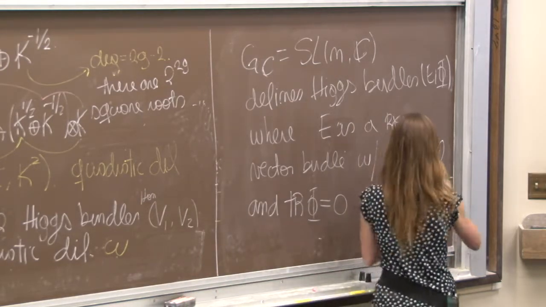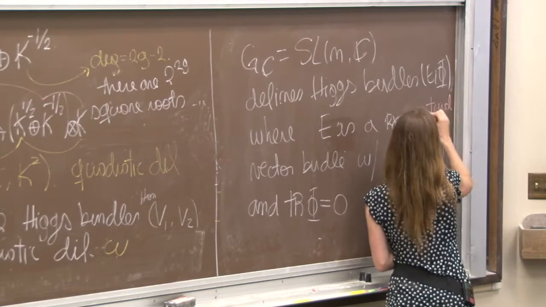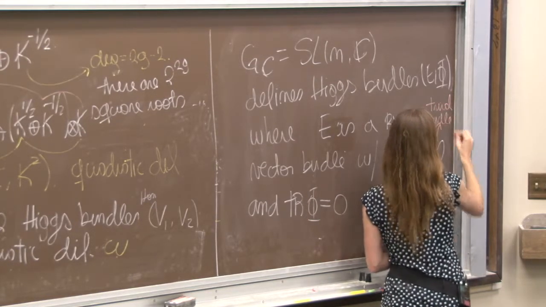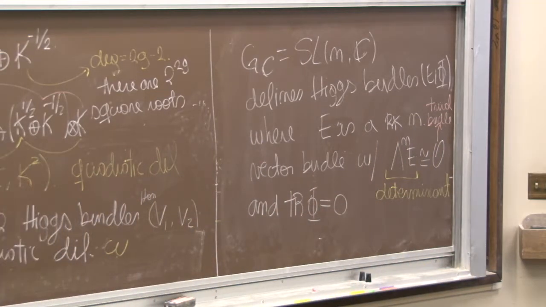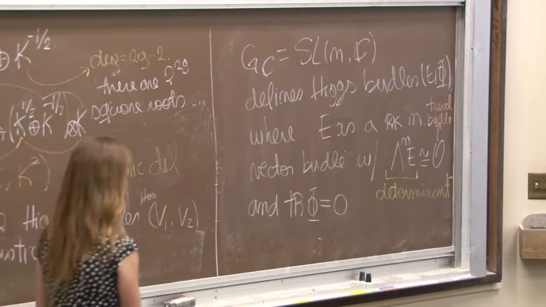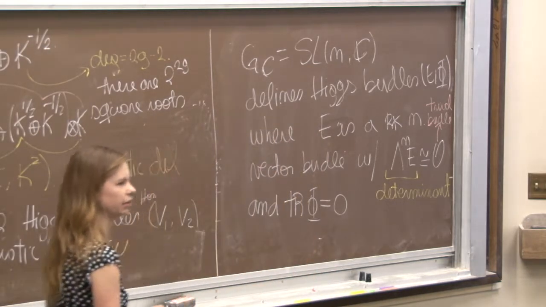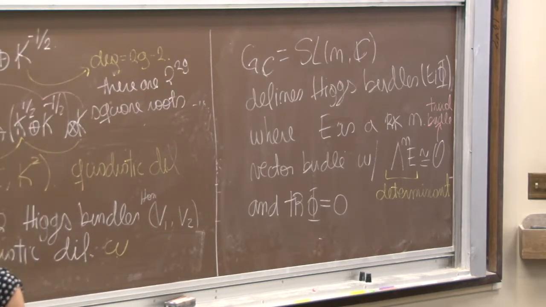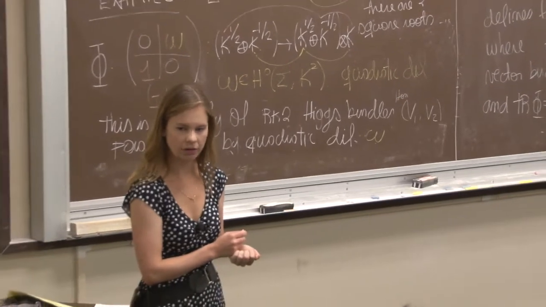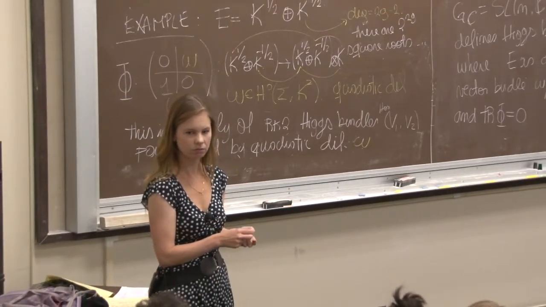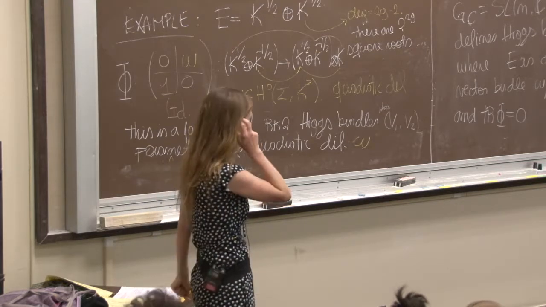Oh, this is the trivial bundle. Thank you. Yeah, I said it and I didn't write it. So you want the top exterior power, your determinant bundle, to be trivial, and you want your Higgs field to be traceless. And then what you have is SL_n(C) Higgs bundles. Yes? Just the structure sheaf, if you want sheaves, yeah.